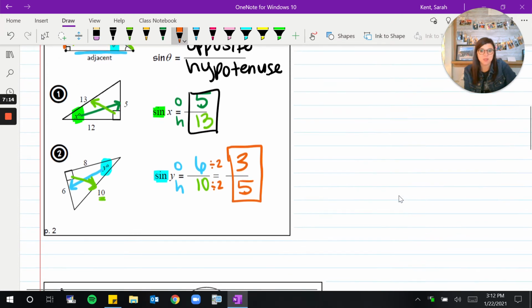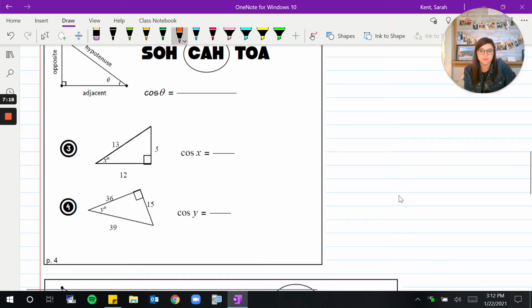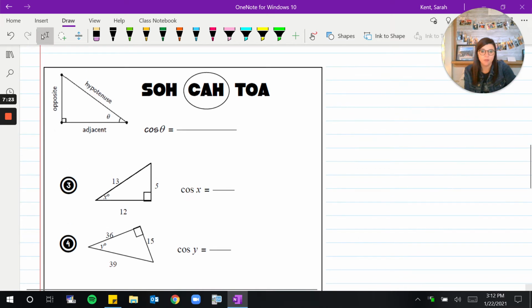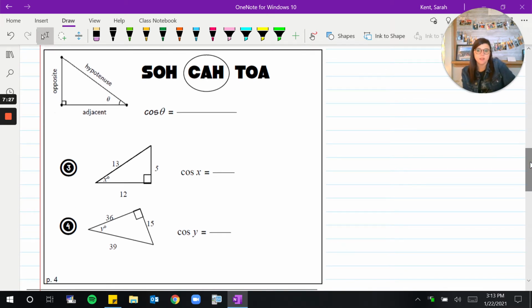All right, let's look at cosine. So here we have cosine. We're looking for our angle, so there's that angle, and it says CAH. So this means we want the adjacent side over the hypotenuse.